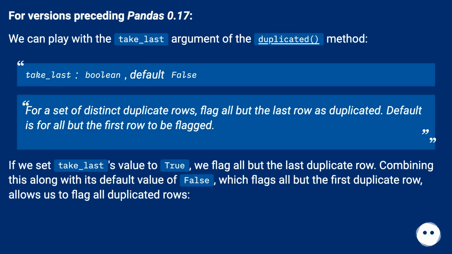take_last: boolean, default False. For a set of distinct duplicate rows, flag all but the last row as duplicated. Default is for all but the first row to be flagged. If we set take_last to True, we flag all but the last duplicate row. Combining this along with its default value of False, which flags all but the first duplicate row, allows us to flag all duplicated rows.